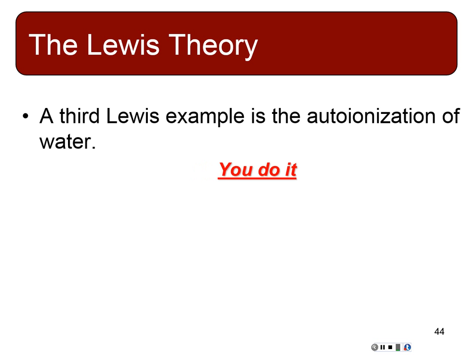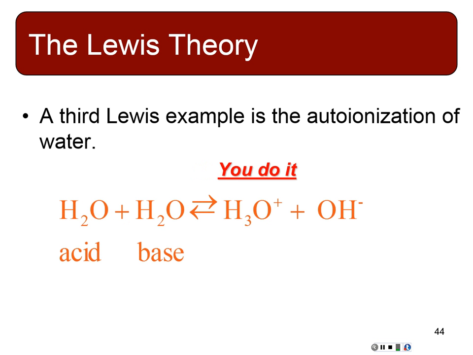Okay. So let's take water. Let's take our autoionization of water. So it doesn't really matter. We've got 2 water molecules. One can be the acid, one can be the base. And let's draw the Lewis structure of water, and then let's try to draw the mechanism.